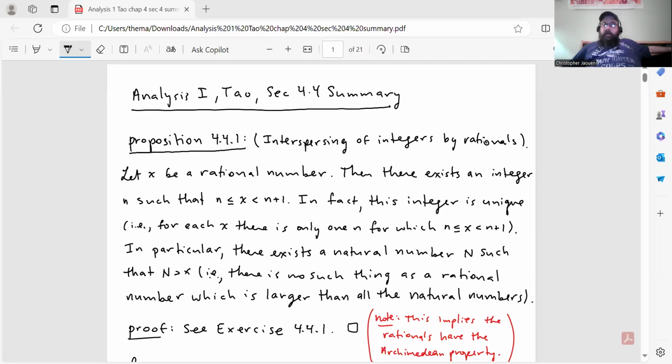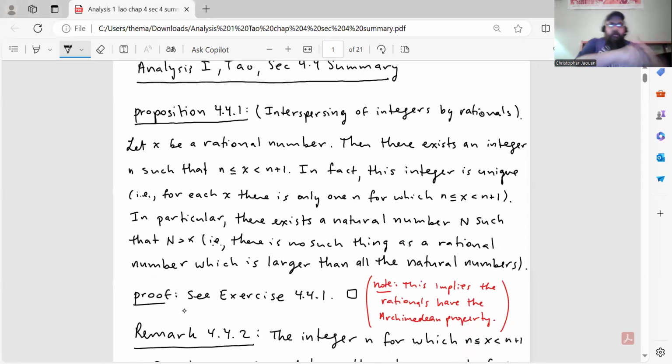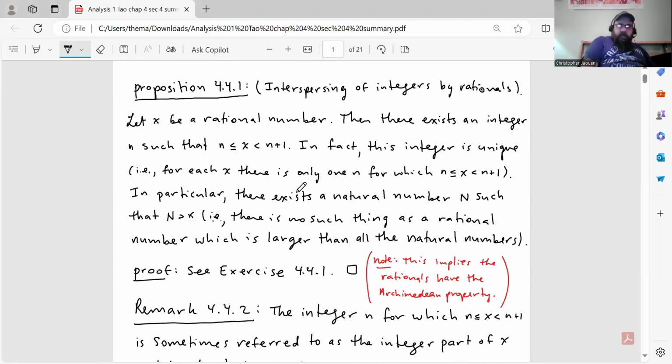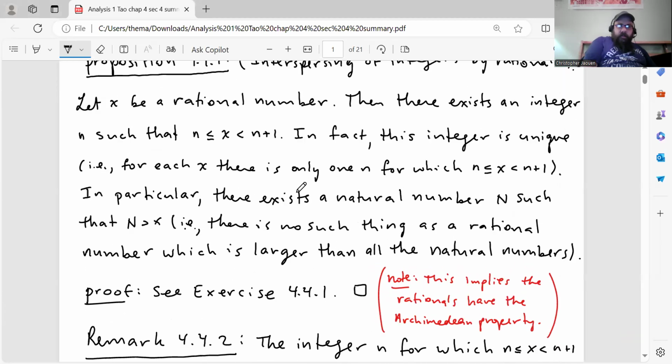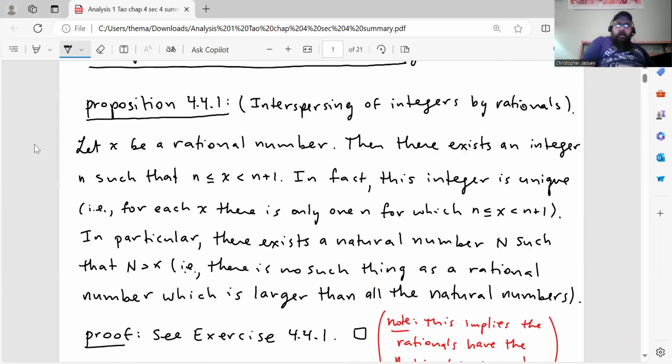So here I'll bring up my summary. Just move some things out of the way on my screen. Okay. All right, so we start here with proposition 4.4.1, which is... Let me just make the screen a little bit bigger. Okay, interspersing of the integers by rationals.